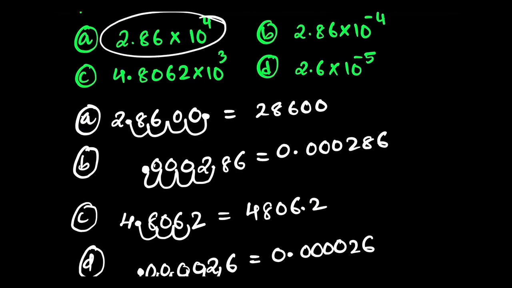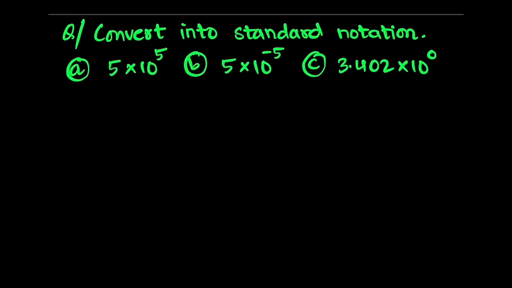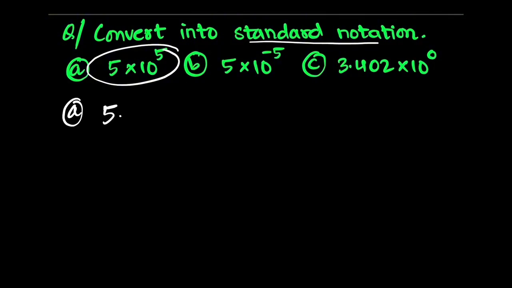So positive powers are associated with numbers greater than 1, while these negative powers are associated with numbers less than 1. Let's look at another problem which says convert each into standard notation. So let's convert this one. First write the multiplier down and spot the decimal point, which will be right after this ones digit, that is 5. Next thing is to move this decimal point 5 places to the right because the power of 10 is positive 5. So 1, 2, 3, 4, 5.